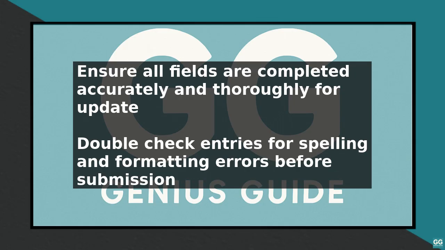When updating your account information, ensure that all fields are completed accurately and thoroughly. Double-check your entries for spelling and formatting errors. After submitting your updates, review your account information to ensure that all changes have been applied correctly. If you encounter any issues during the update process, contact Wells Fargo customer service for assistance.